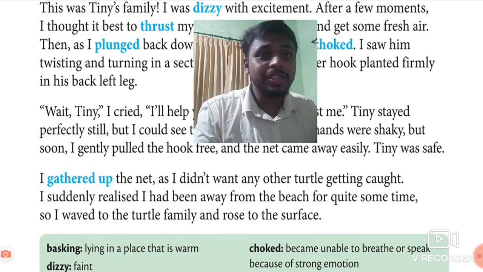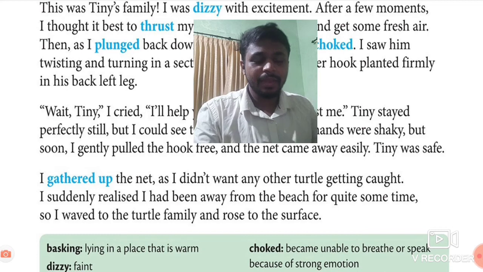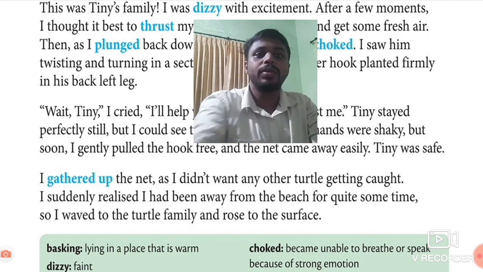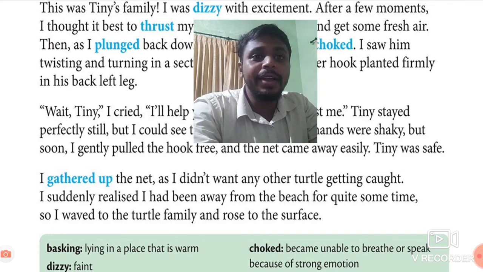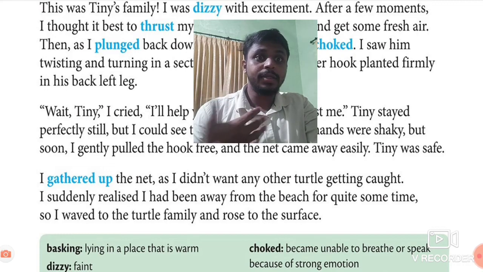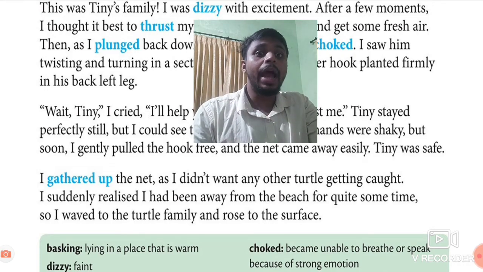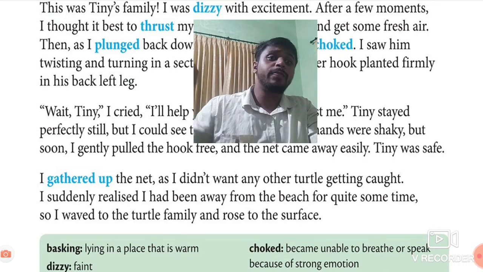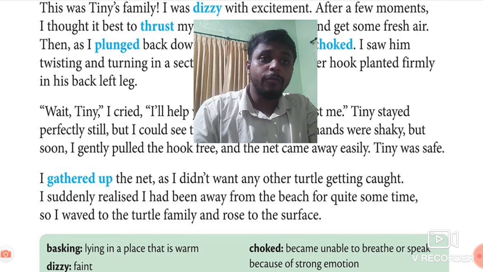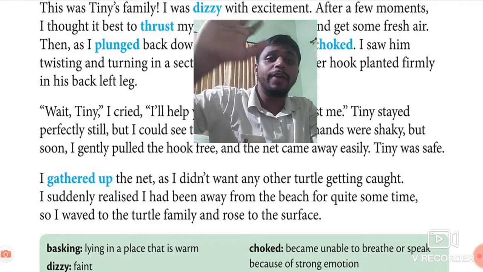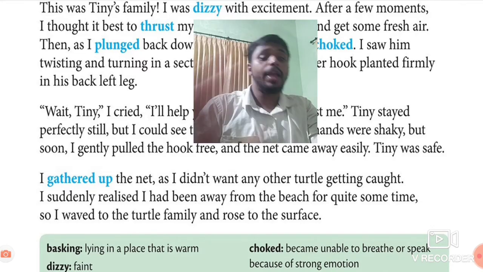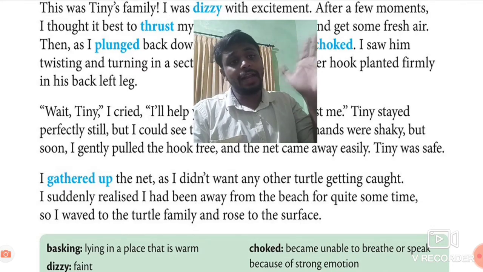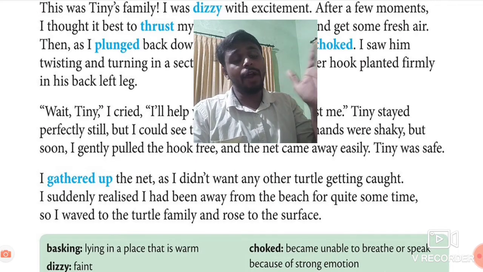Caught is the past word of catch. Catch, past caught. And I suddenly realized, I suddenly understood that I had been away from the beach for quite some time. So I waved to the turtle family. I waved. I gave them bye. I want to go back to my family.